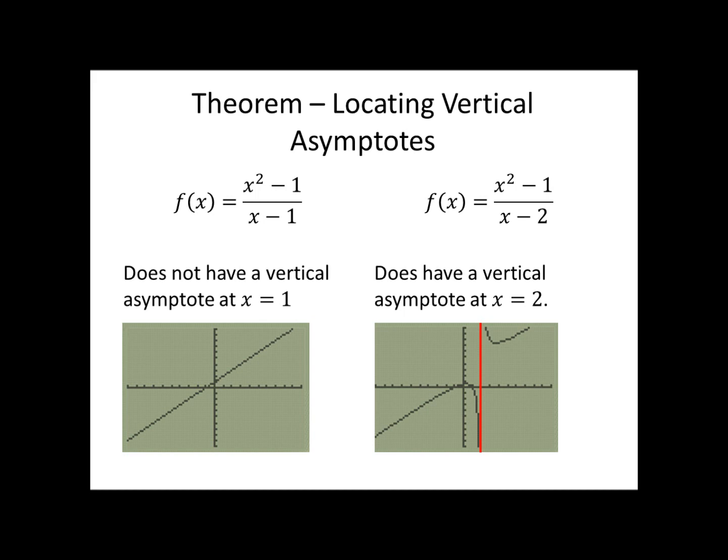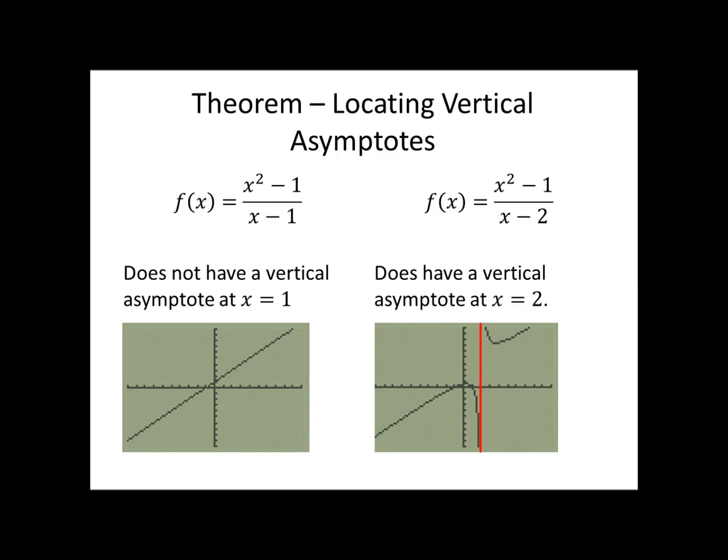The second function, x squared minus 1 all over x minus 2, does have a vertical asymptote at x equals 2. The reason that it has a vertical asymptote and the other one doesn't is because the first function is not in lowest terms. I can actually factor the top into x minus 1 times x plus 1 and cancel the x minus 1s. In the second function, even though I can factor the top, nothing cancels. So that rational function is in lowest terms.